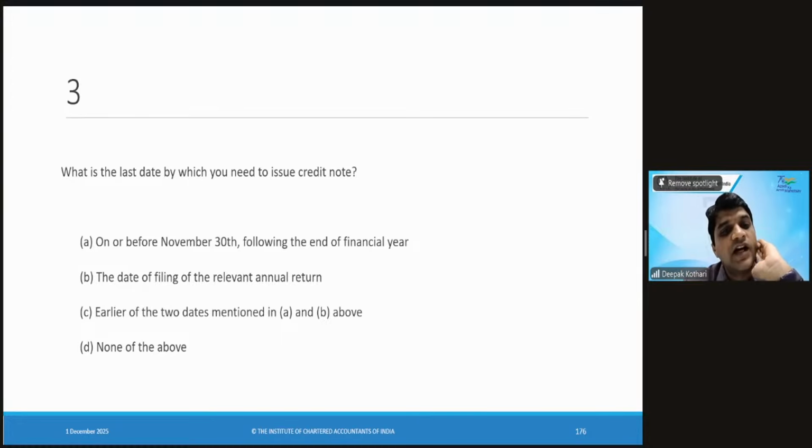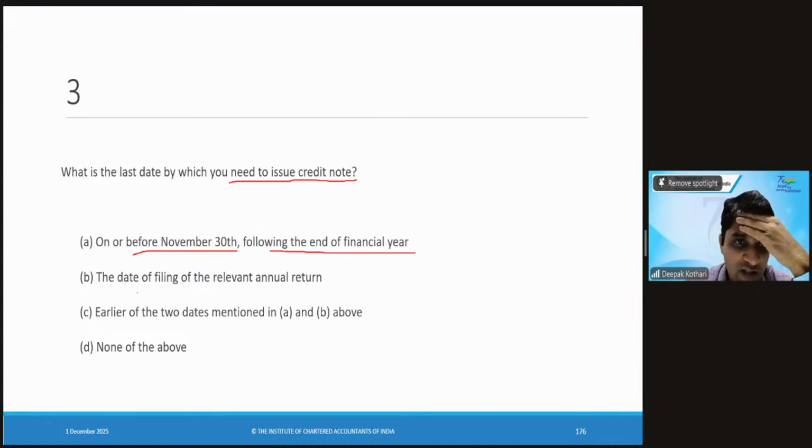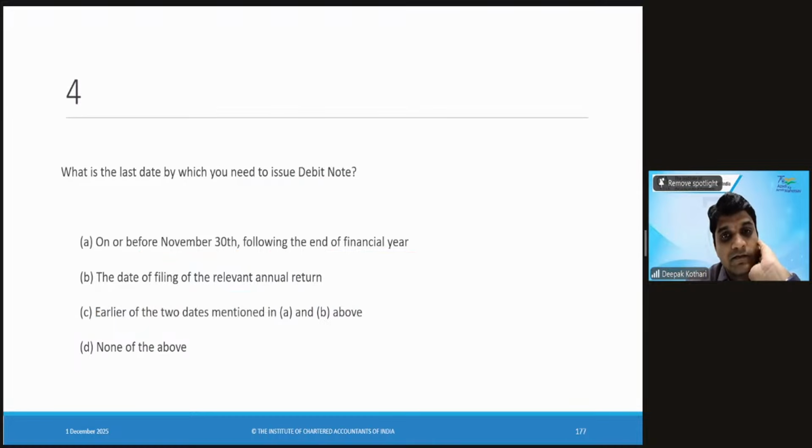Right. What is the last date before which you can claim the credit? We need to issue a credit note. It is on or before the November 30th following the end of the financial year or the date of filing annual return, whichever is earlier. So the correct answer is C, earliest of these two dates. Very nice. Question number 4.